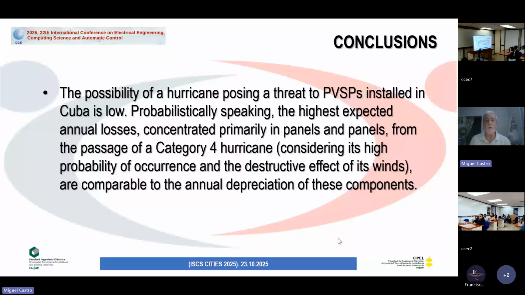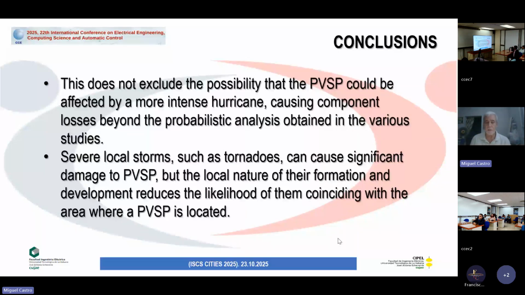Several local storms, such as tornadoes, can cause significant damage to PVS systems, but the local nature of their formation and development reduces the likelihood of them coinciding with the area where the PVS is located.